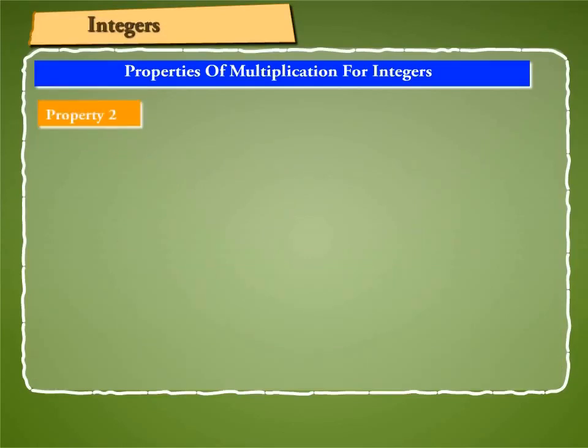Property 2. Let us multiply any two integers in different orders and see whether their products are same. For example, 8 into minus 4 is equal to minus 32 and minus 4 into 8 is equal to minus 32. Thus we see that the product of any two integers remains same, whatever be the order of multiplication.